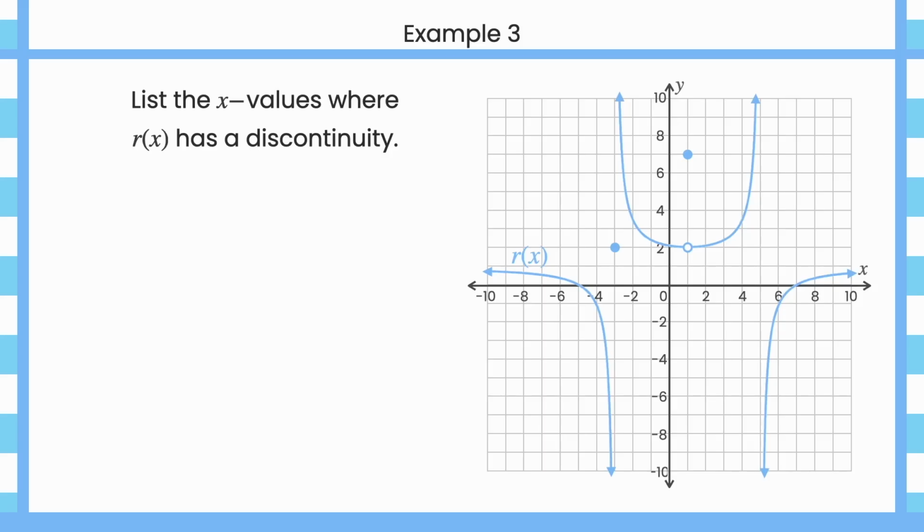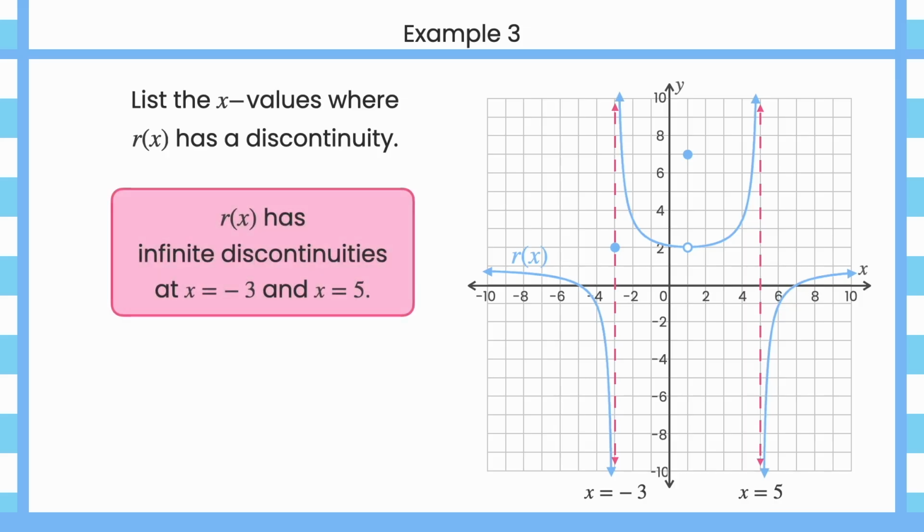You may notice there are two vertical asymptotes at x equals -3 and x equals 5. We can say that r of x has infinite discontinuities at these two x values, because the left and right-hand limits as r of x approaches them are positive and negative infinity. There's also a third discontinuity at x equals 1.